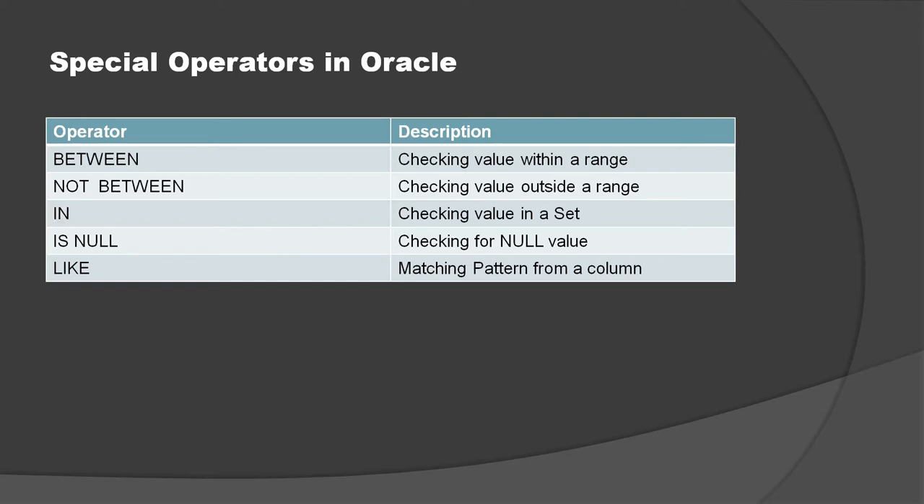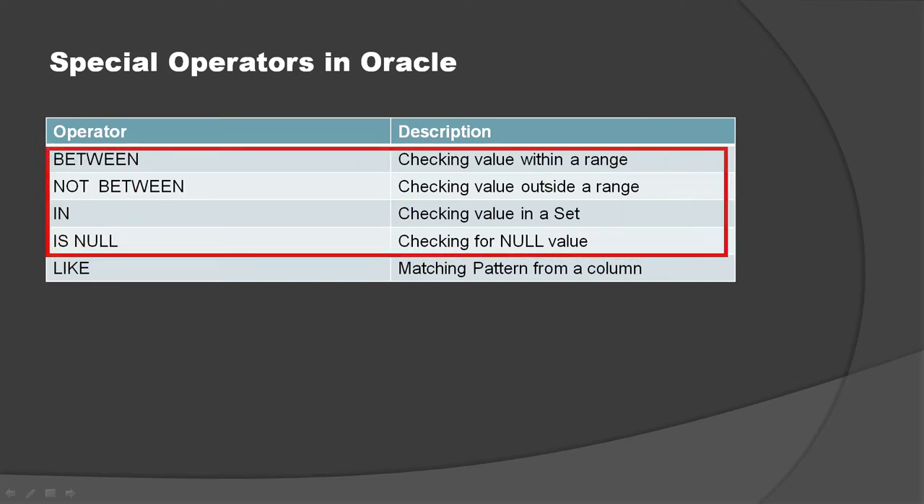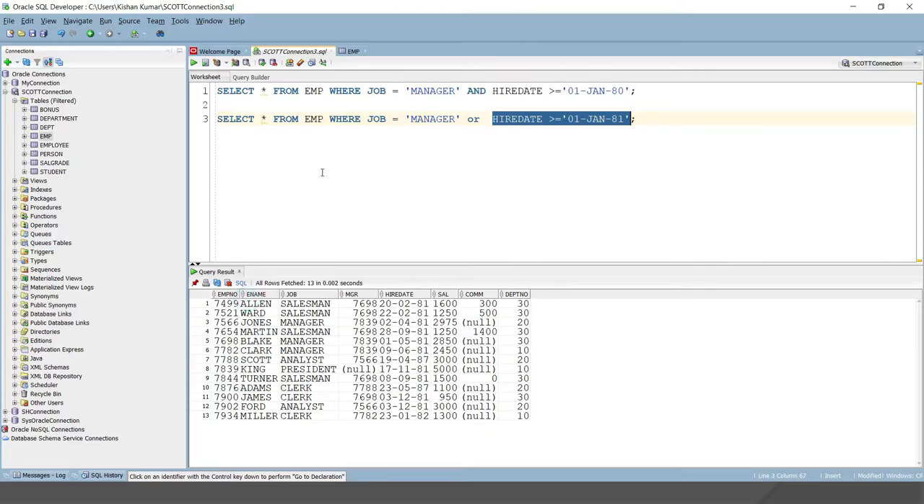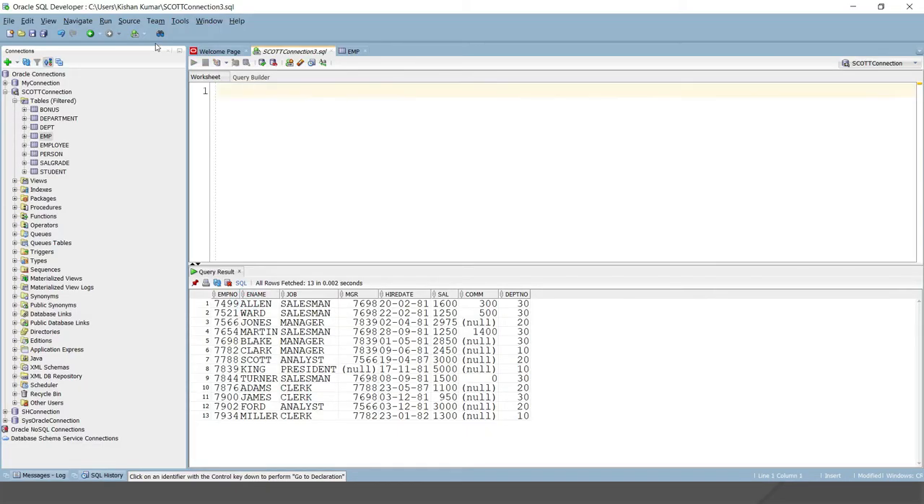Similarly, is null we use to check for the null value, and we have a like operator. It is also a special operator that is used for pattern matching for the given column. So let's try to understand this with an example. We are going to look at these three operators through a practical example. Like operator we will see separately. So let's go to the SQL developer, and here I'm going to show you an example.